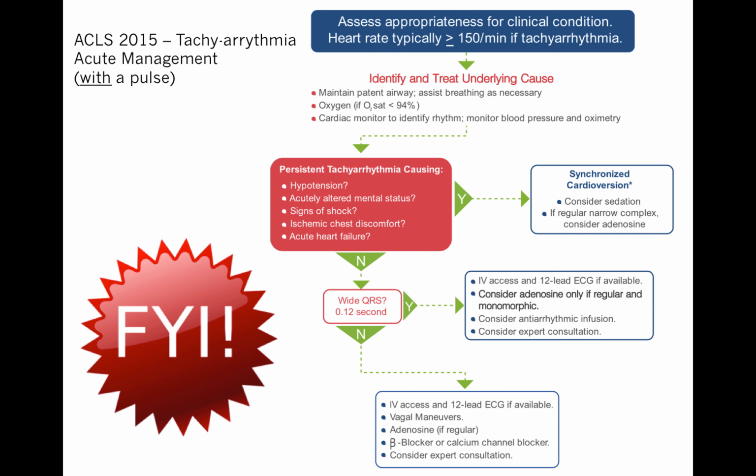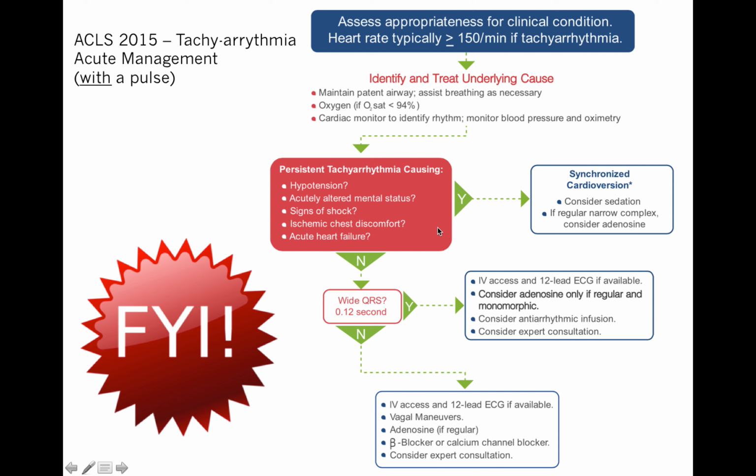We always assess the patient's ABCs first: airway, breathing, and circulation. Make sure they're maintaining a patent airway, make sure that they're saturating well, place oxygen, and monitor the blood pressure and pulse oximetry. And then assess for signs of compromise. So, is the patient hypotensive? Are they acutely ill? Do they have signs of shock? Are they in heart failure?